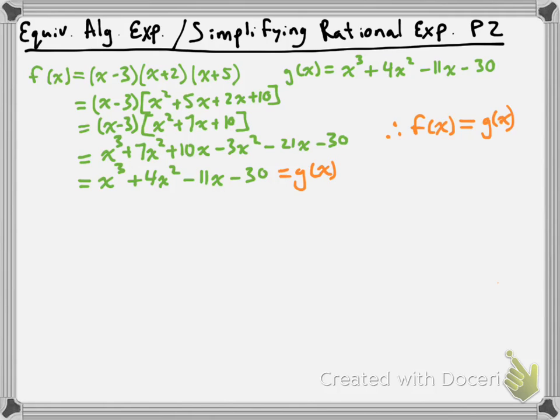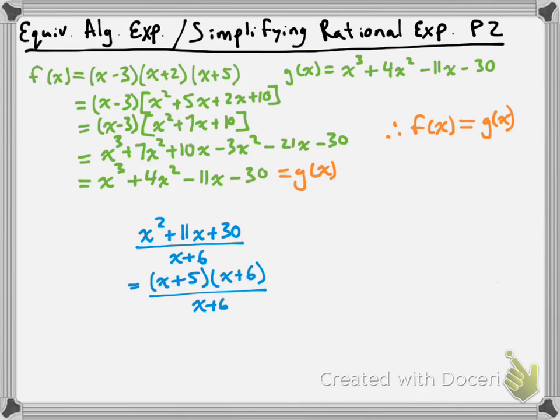All right, for the second question, that's our simplifying rational expressions questions. So we had x squared plus 11x plus 30 over x plus 6, and we needed to simplify this. So the first step is to factor everything that we can in the numerator and the denominator. The numerator is factorable, the denominator really isn't. So we're going to factor the numerator, and it's going to factor into x plus 5 times x plus 6, and since the denominator is not factorable, we're just going to write it as x plus 6 on the bottom.